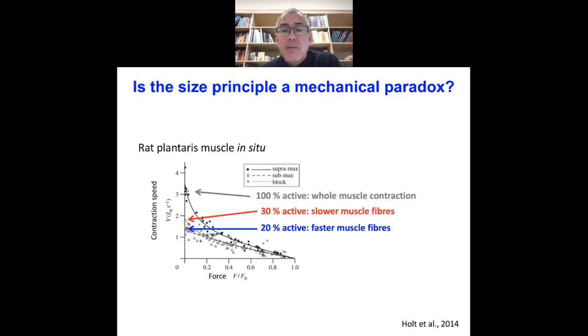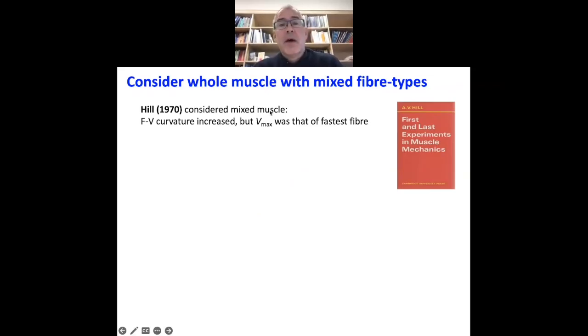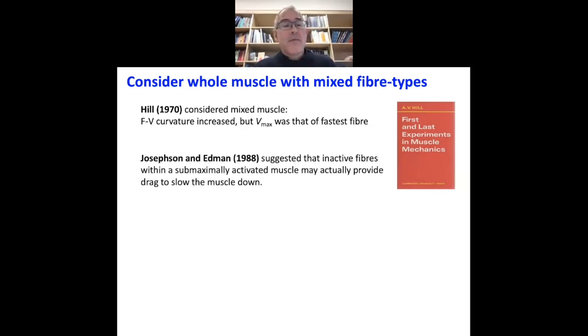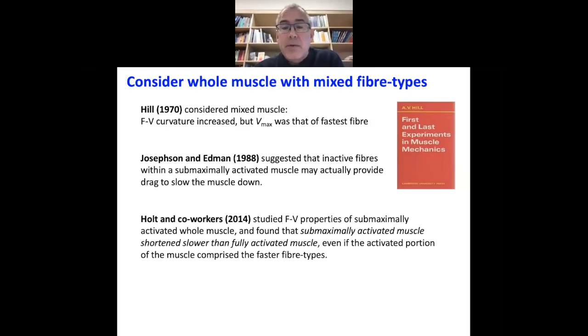I was thinking that the muscle would contract at a faster speed, partly based on ideas which parallel what A.V. Hill published in a book he wrote titled First and Last Experiments in Muscle Mechanics, where he said that in a mixed muscle, Vmax, the maximum contraction speed of the muscle, would be that of the fastest fiber. But if you look at some of the literature more carefully, you find that Josephson and Edman in 1988 suggested that inactive fibers within a bundle of muscle fibers may actually provide drag to slow the muscle down. And this is essentially what the Holt study found.